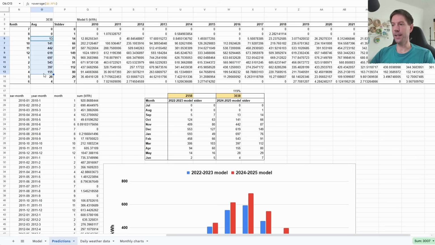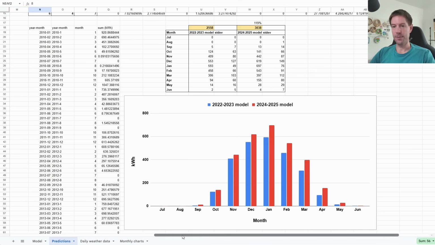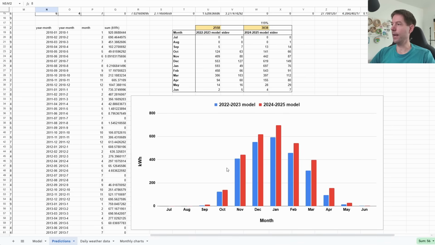So taking these average values for each particular month, I prepared a little chart down here. In fact, what I've done is I've compared it to the previous model that I made a few years ago. So the previous model I did using data from the 2022 to 2023 winter, and that's these values here. And I'm comparing it against the model that I have just shown you, the new model.